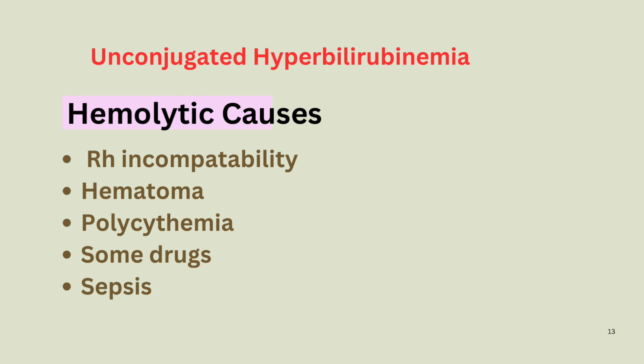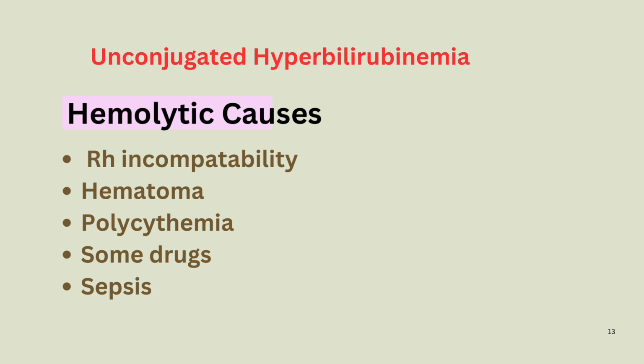Then I told some drugs like diazepam, steroids, oxytocin may increase the level of bilirubin. Next one, sepsis. Sepsis disrupts the body's ability to process the bilirubin, hence the bilirubin remains in the blood and causes jaundice. These are the hemolytic causes for unconjugated hyperbilirubinemia.